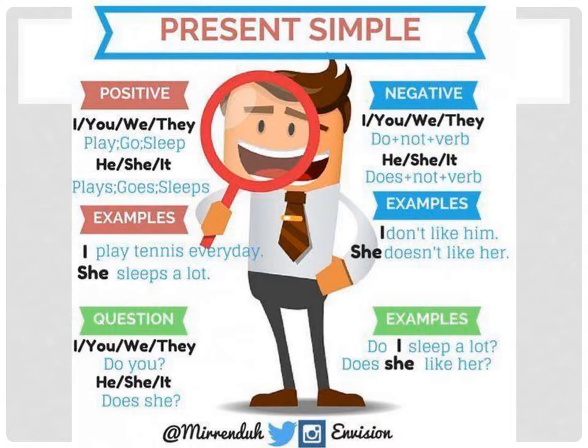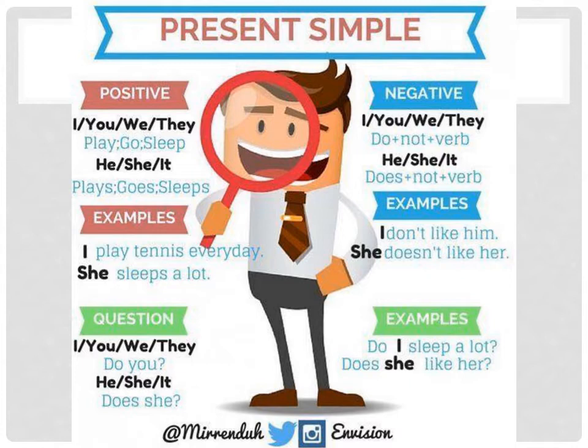Okay, the first one is present simple. Present simple is the basic tense that uses the base form of the verb. This is where you have to identify the subject. For example, as you can see there, I, you, we, they, and he, she, it. So when the subject is plural, you don't have to add s after the verb, like play, go, sleep. But if the subject is singular, he, she, it, you have to add s after the verb.